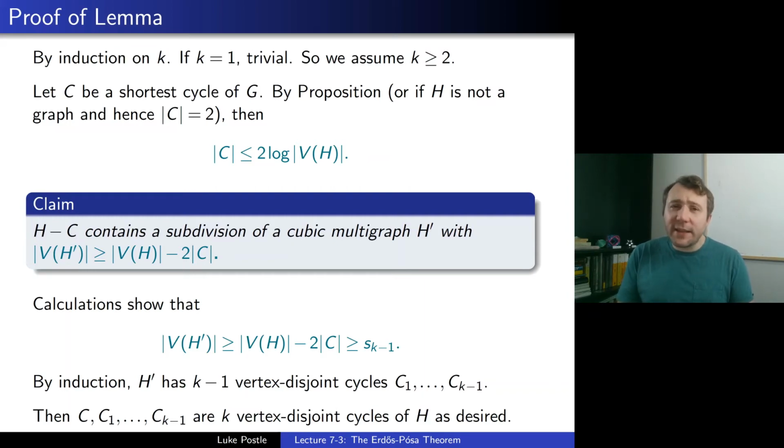So that's the proof of the lemma, assuming the claim. Again, I'll state the claim one more time because we'll move on to the next slide to prove it. We want to show that H minus C contains a subdivision of a cubic multigraph H′, where |V(H′)| is at least |V(H)| minus 2|C|. How do you do this?